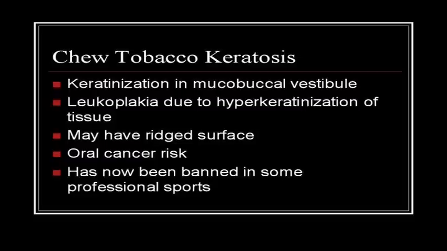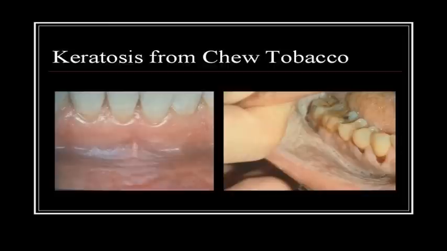For our clients who chew tobacco, there is a condition called chew tobacco keratosis. It's characterized by a keratinization in the mucobuccal vestibule where the tobacco lies. This is also known as a leukoplakia and is due to the hyperkeratinization of the tissue. It may also have a ridged surface. Chew tobacco keratosis is also an oral cancer risk. It has now been banned in some professional sports because of this.